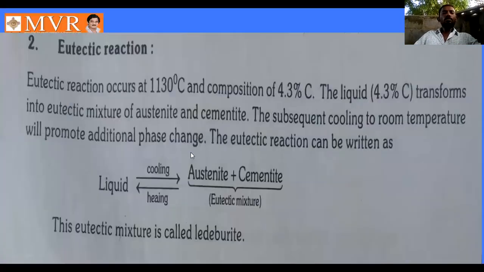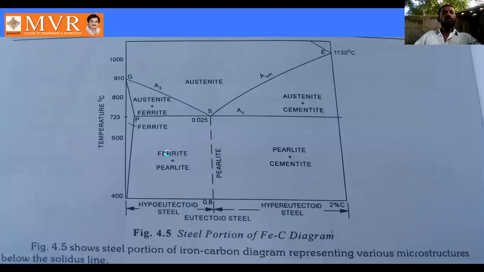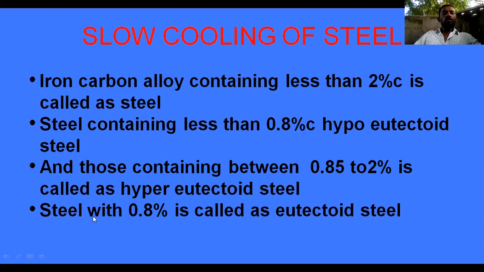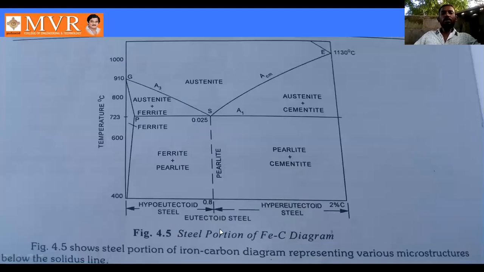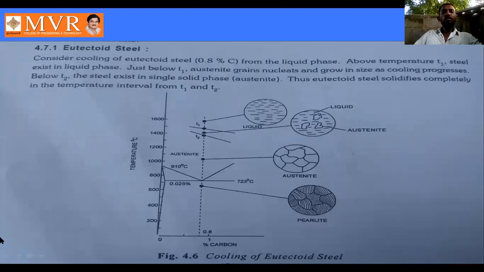So see here, steel with 0.8 percentage we can call eutectoid steel. So first is the hypo-eutectoid steel, then the eutectoid steel. The steel containing 0.8 percentage is called eutectoid steel. See, the eutectoid steel representing various microstructures. The microstructure changes like this. Consider eutectoid steel, carbon content 0.8% carbon.